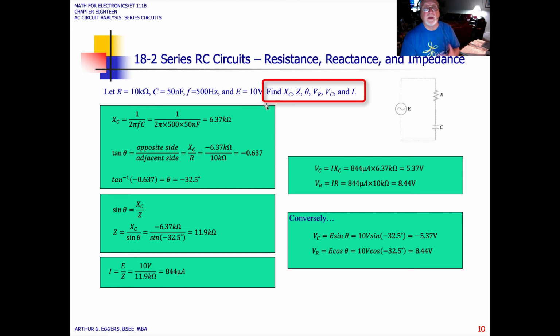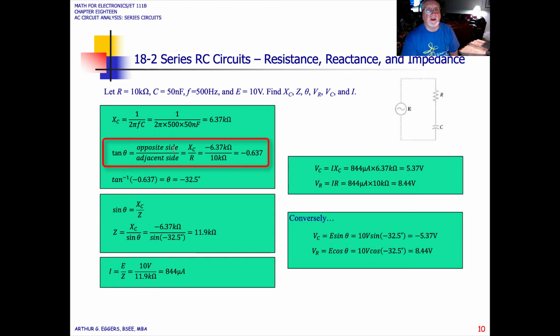So you can see we're building on the kinds of things that we can calculate just given three knowns here: resistor, capacitor, frequency, actually four, and the source. So again, we start with our X sub C relationship, plug in our values, we end up with 6.37 k ohms of capacitive reactance. We've picked the tangent theta relationship again so that we can plug these values in.